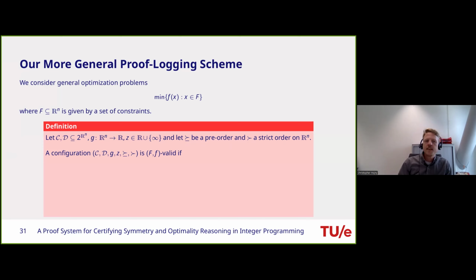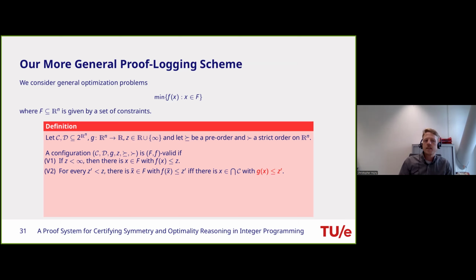And then I say that such a six-tuple of core constraints, derived constraints, a function g and value z, and these two orders is valid if it satisfies 5 properties. The first one we already know from the previous proof logging scheme. So whenever this value z is finite, then there must exist a feasible solution in the region F that has z as an upper bound on its objective value.